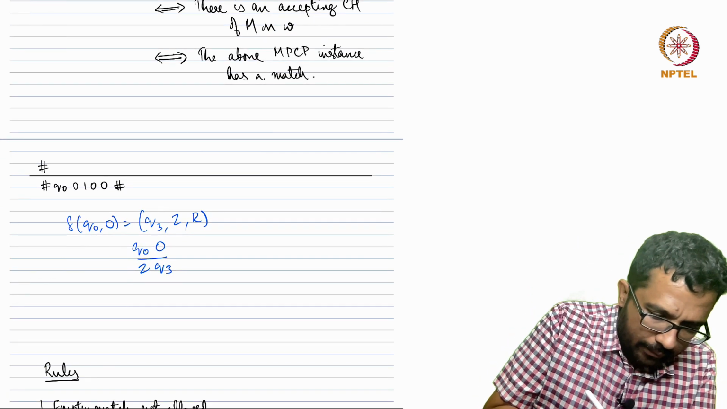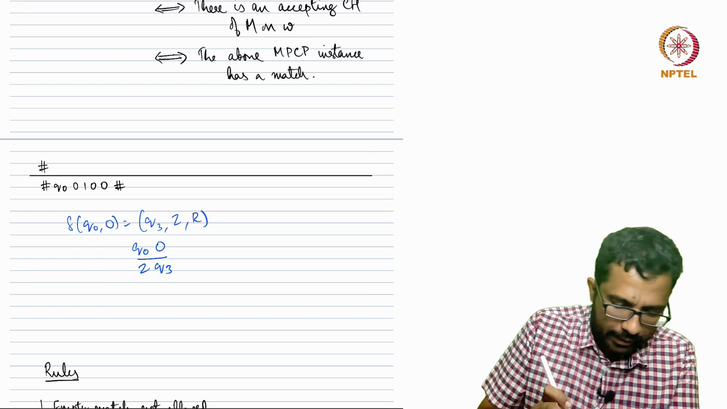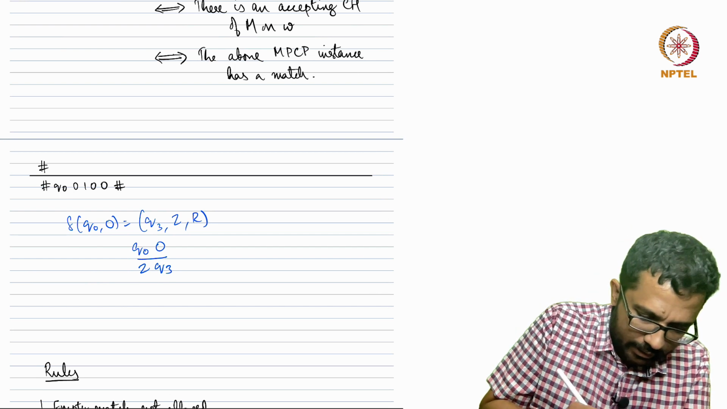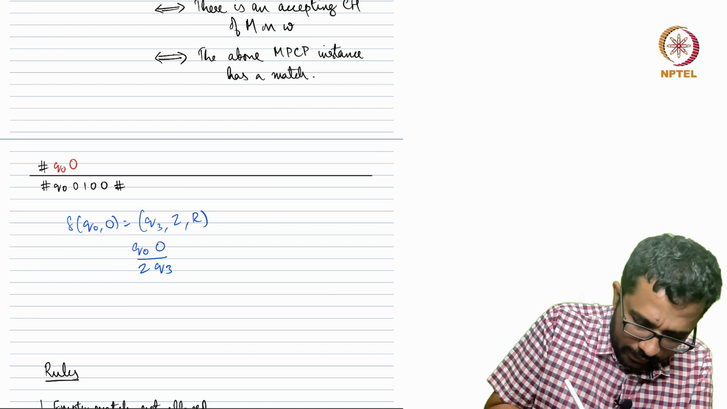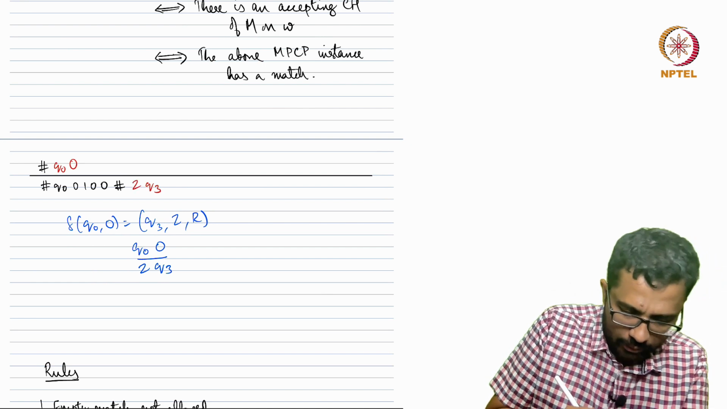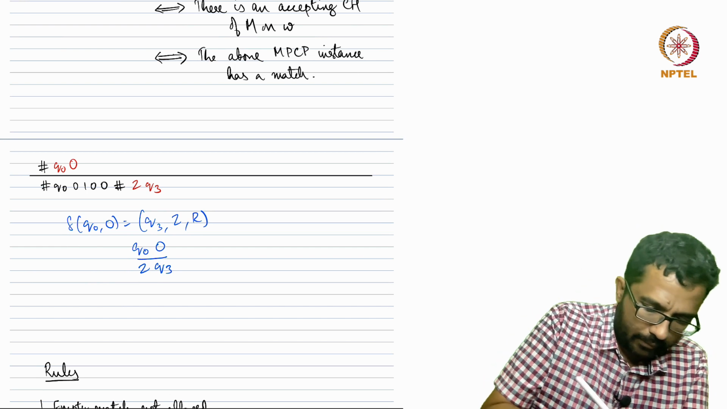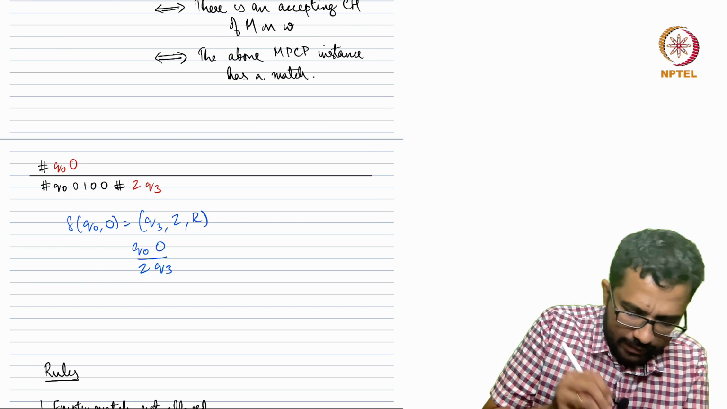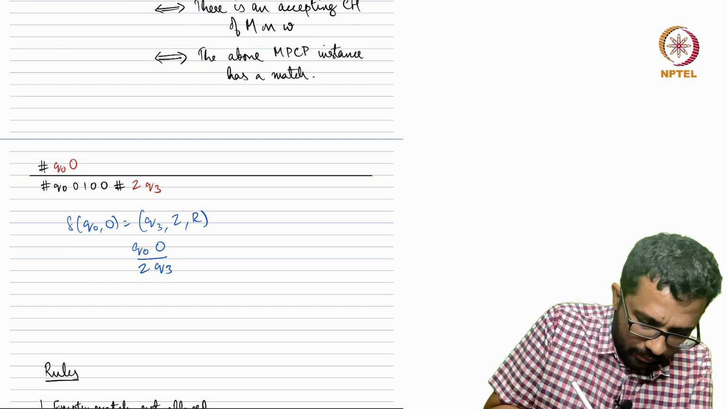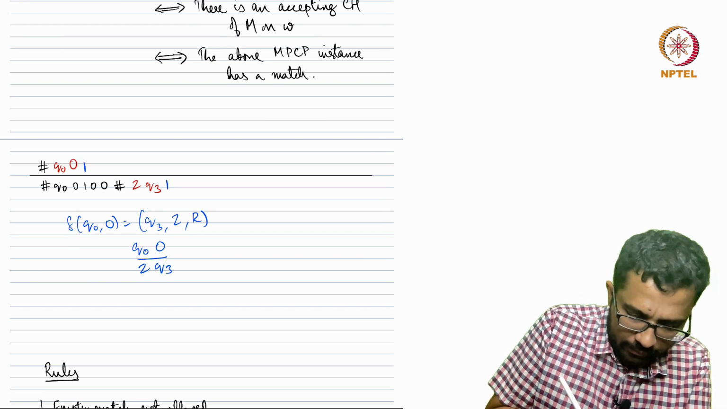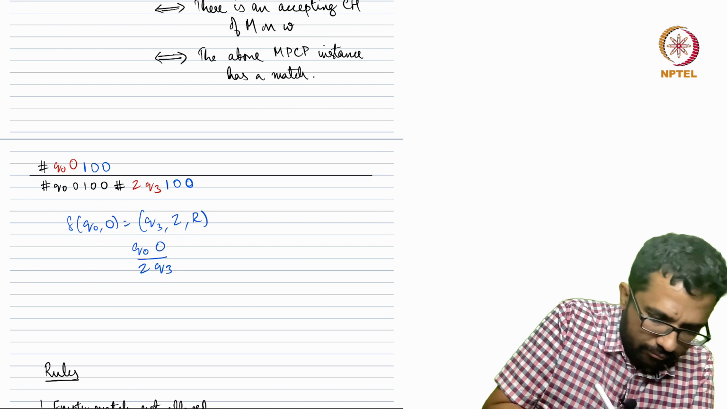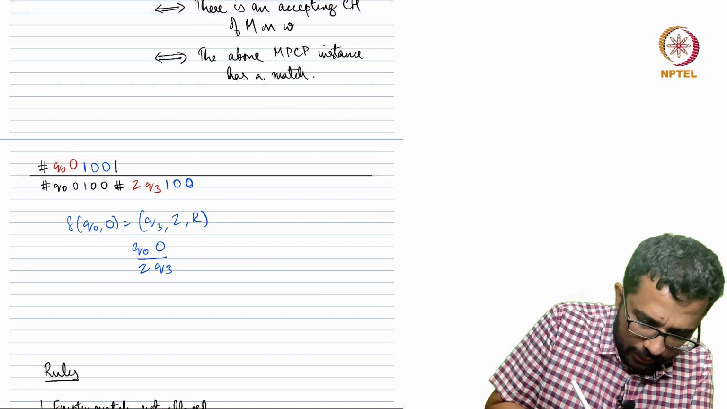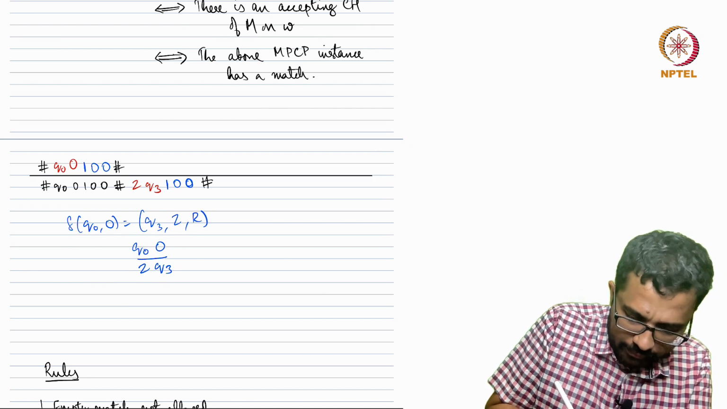Since to avoid confusion, I will try to alternate the colors. So the second domino will have Q0 0 and 2 Q3, in red. Now the next dominoes, I could just use 1 on the top and 1 on the bottom, and 0 on the top and 0 on the bottom, and 0 on the top and 0 on the bottom. And then let me use hash on the top and hash on the bottom.